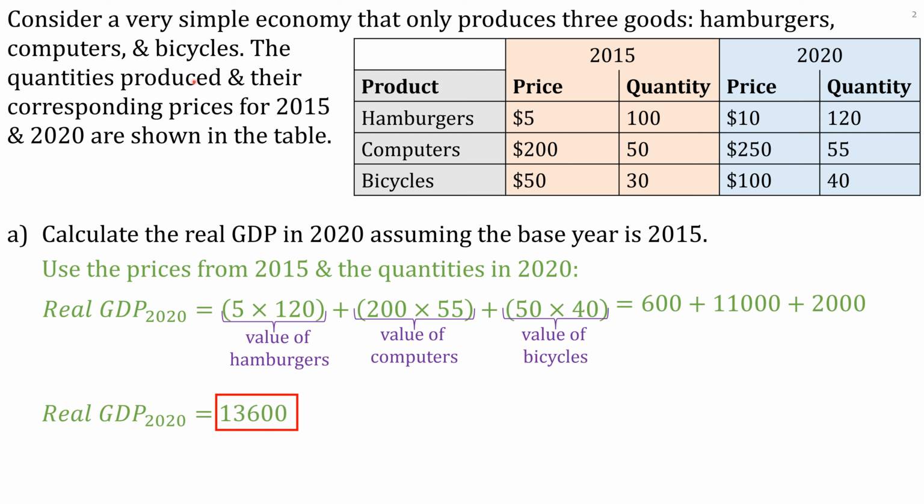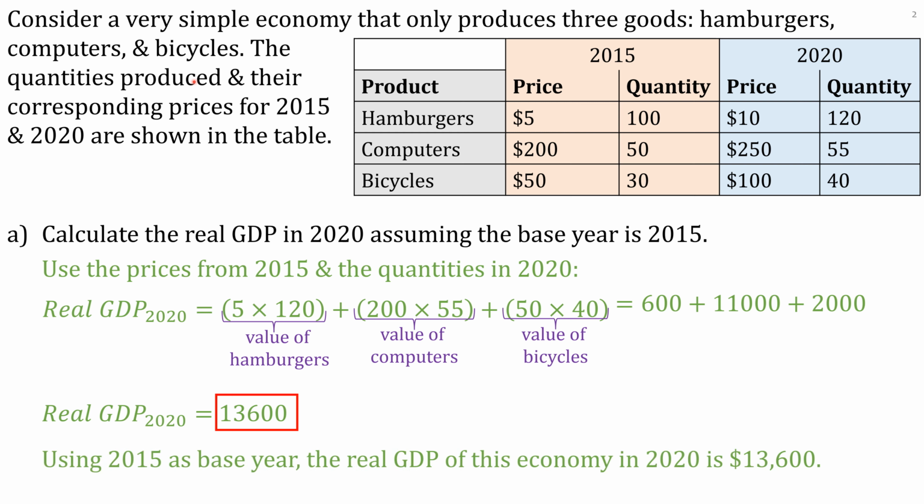If we add them up, we'll get the real GDP for 2020, and then we always want to state the answer in the form of a sentence, or at least include the appropriate units here. If we use 2015 as a base year, the real GDP in this economy in 2020 will be $13,600.